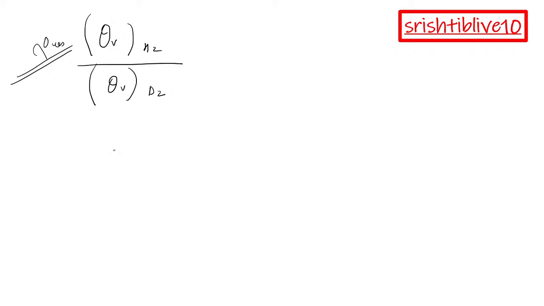Alright, so how can I solve this question? This is based on theta V. What is actually theta V? Theta V is the vibrational temperature. This is your theta V, the characteristic vibrational temperature. So now, what is actually the characteristic vibrational temperature?